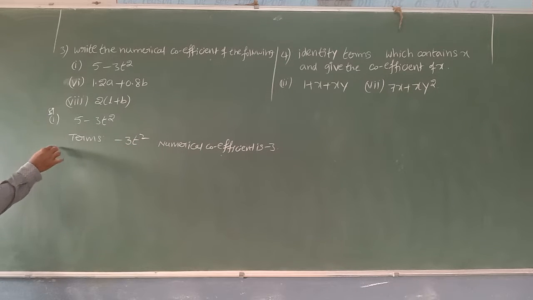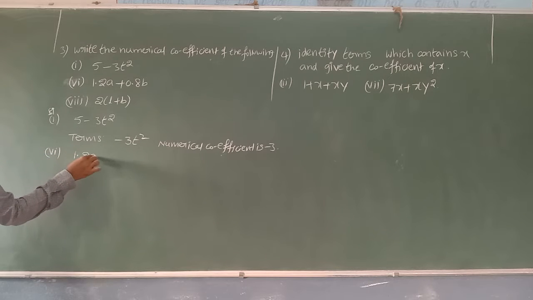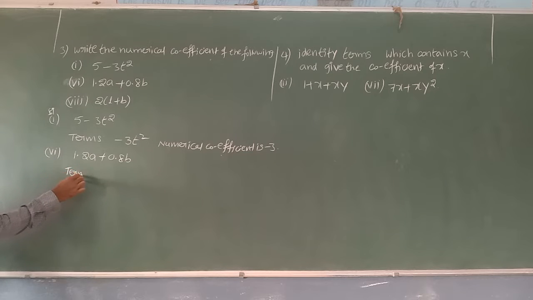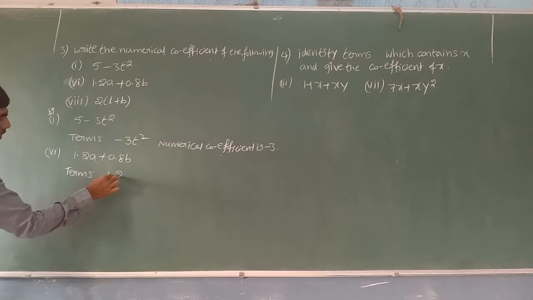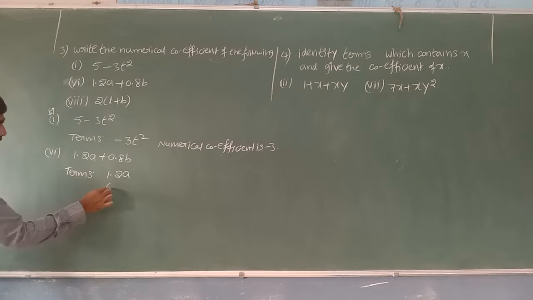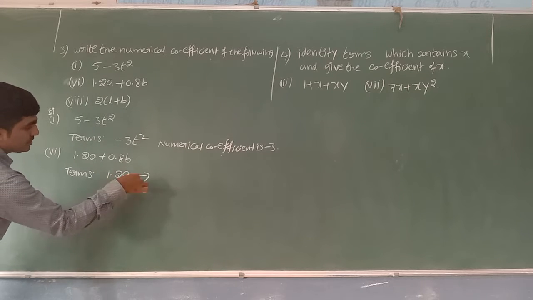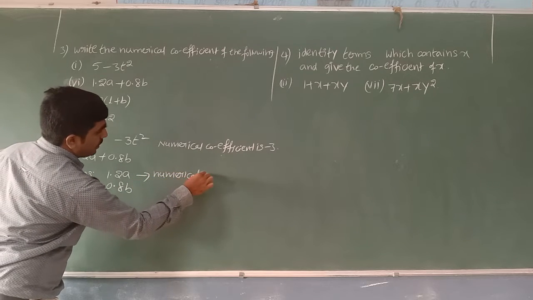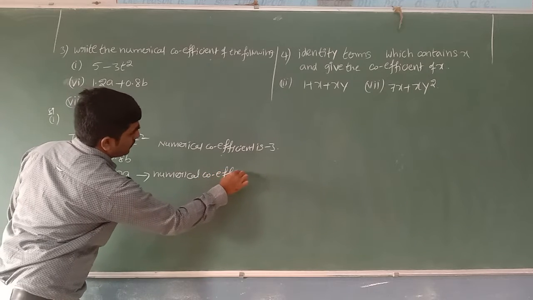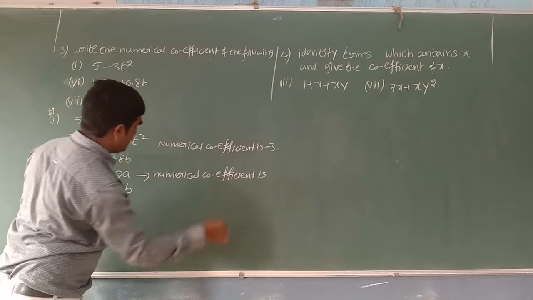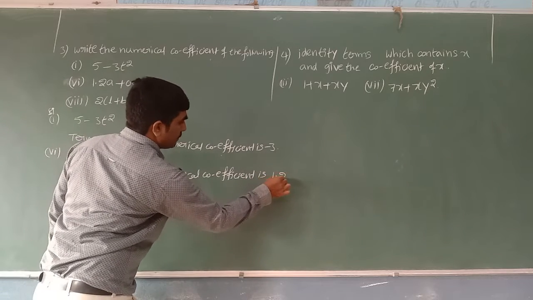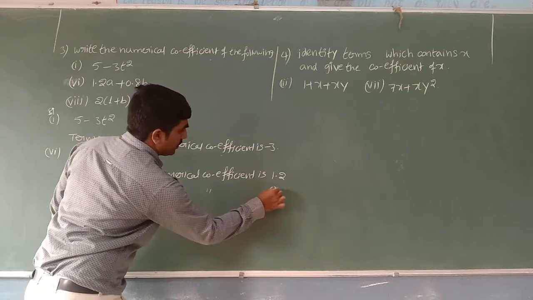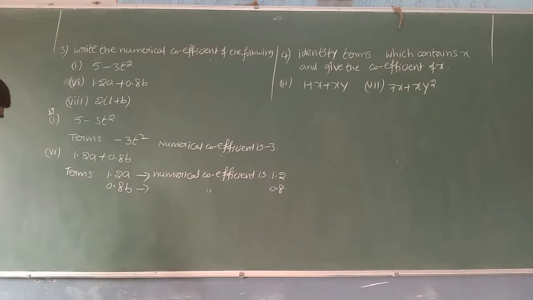Let us go with the 6th one. 1.2a plus 0.8b. So here the terms which have the variables are, sir, one is 1.2a, it has the variable, and one more term is 0.8b. And in this the numerical coefficient is, here I can write, what, beta? Which is 1.2. And the same here also. Numerical coefficient is what? 0.8.